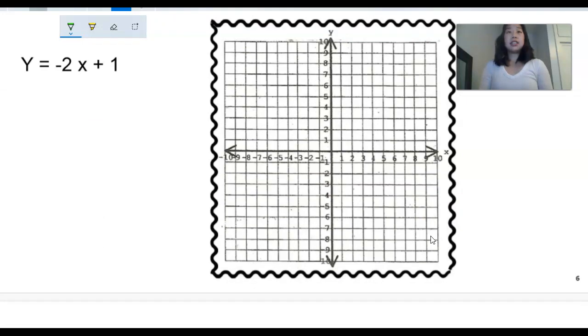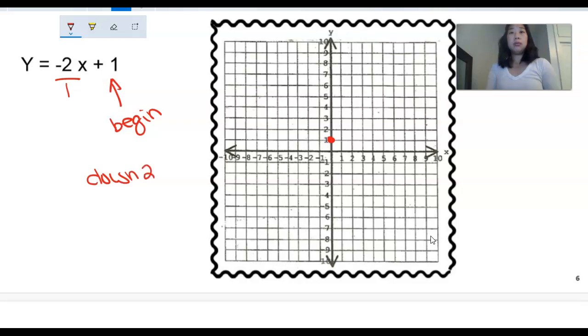Next, we begin at +1 on the y-axis. So here's our center, we go up 1, and there's our point. I like this one because there's no denominator, so it gets my students thinking. Really, our denominator is 1, so we're going to go down 2 because it's negative, and then right 1. From our y-intercept, we go down 1, 2, right 1, down 1, 2, right 1.